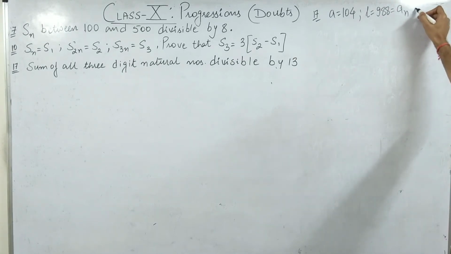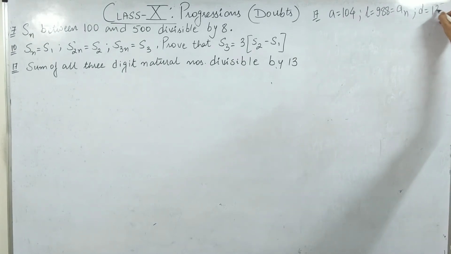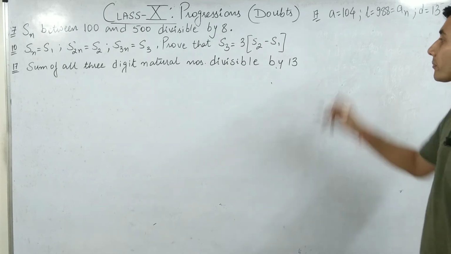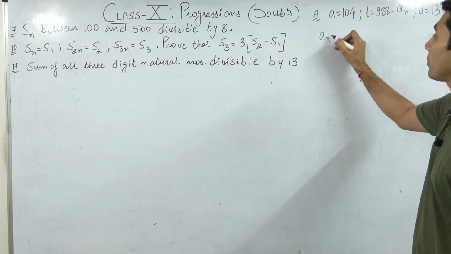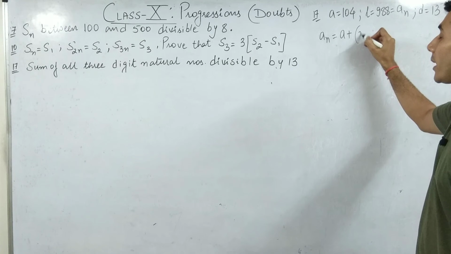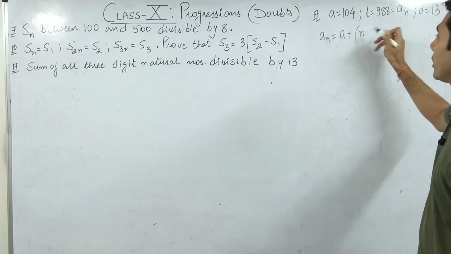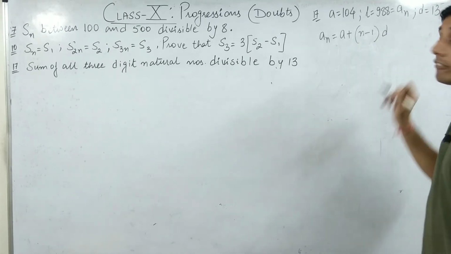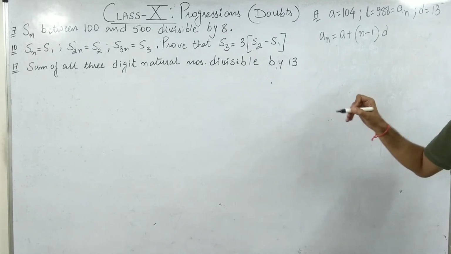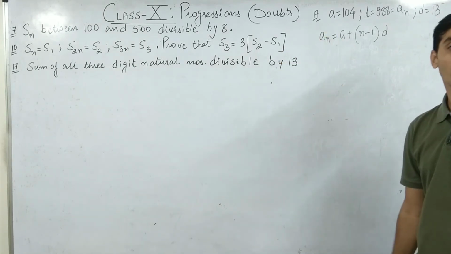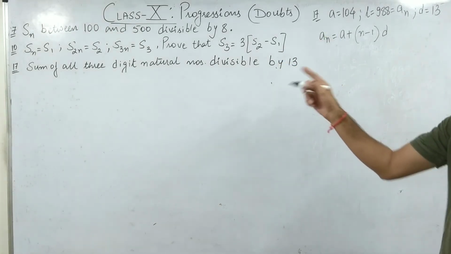And guys, common difference हर एक का 13 का ही होगा because 13 का टेबल चल रहा है. Let's see once again. So AN is equal to A plus N minus 1 into D. Why are we doing this with formula? Because first of all we need to find out the N and then we are going to substitute it back into the formula of Sn because हमें sum निकालना है.